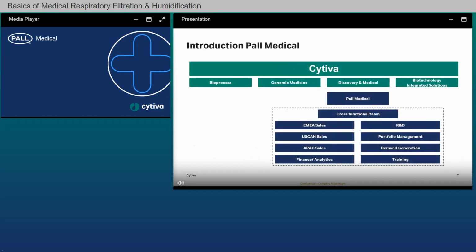Within Cytiva, we have 4 operating companies: bioprocessing, genomic medicine, discovery and medical, and biotechnology integrated solutions. Pall Medical sits within discovery and medical. You can see our main opco functions listed, which builds an incredible cross-functional force to provide high experience, high expertise, and support to our customer.